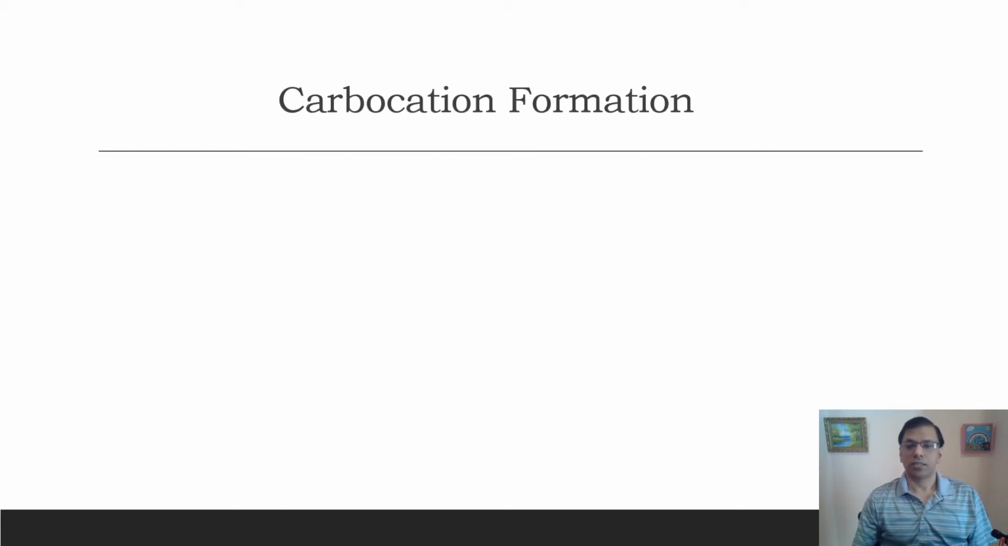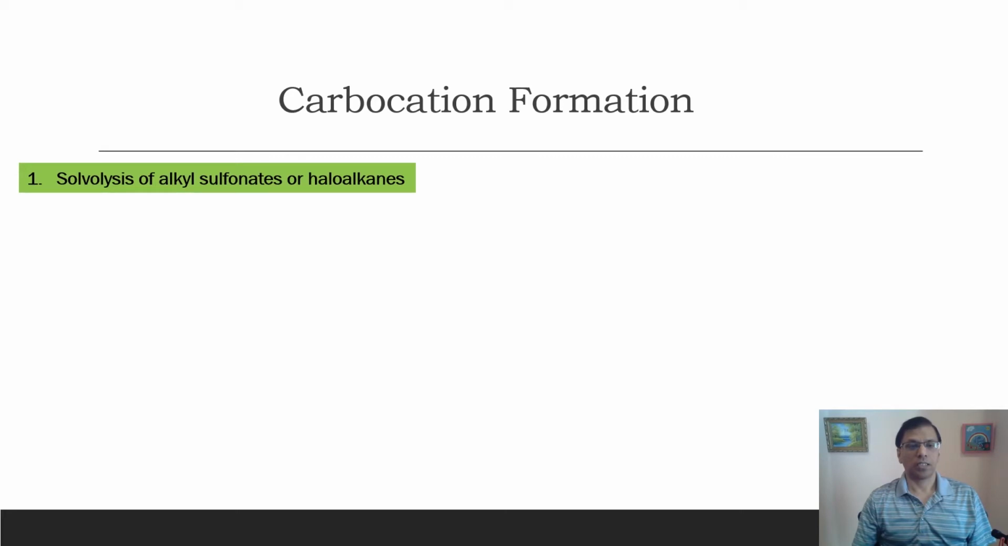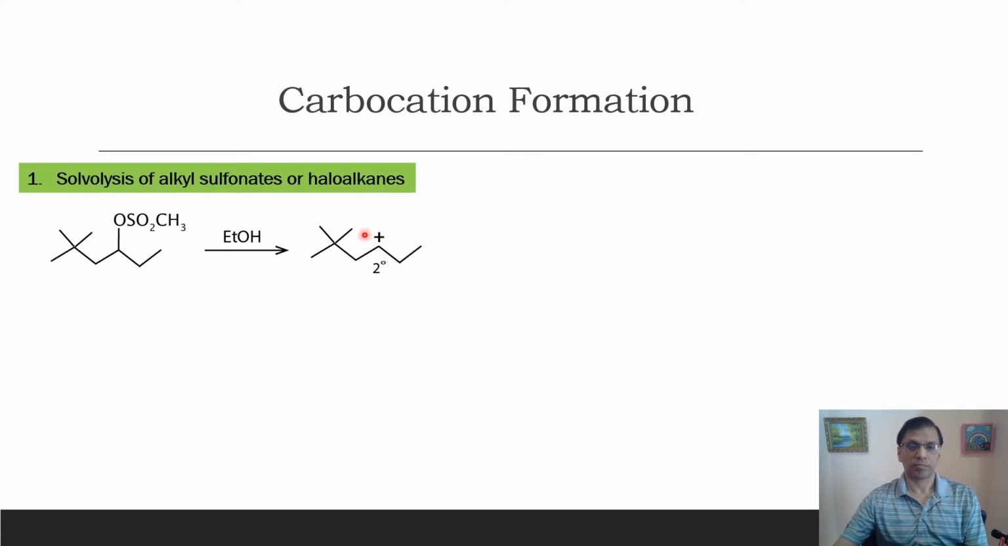Let's look at how carbocations are formed. There are three ways carbocations can be formed. The first one is in a polar solvent. An example would be an alkyl sulfonate. In ethanol, it will generate a secondary carbocation. In this case, haloalkanes also can generate carbocations in polar solvents.